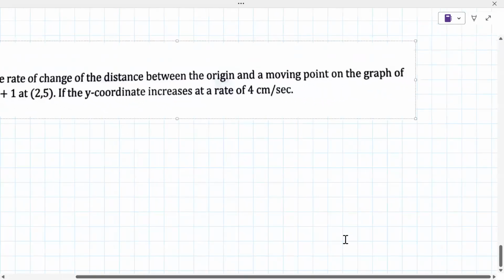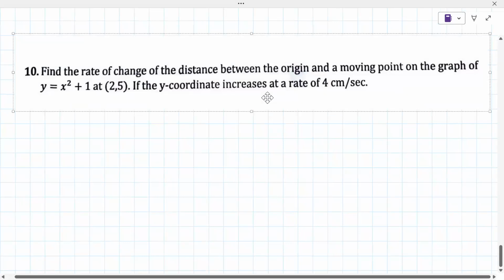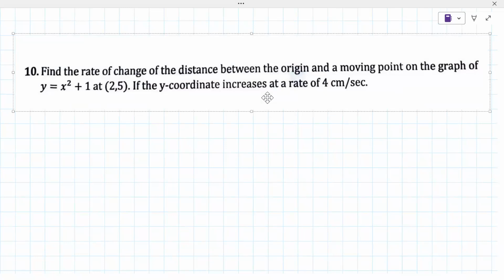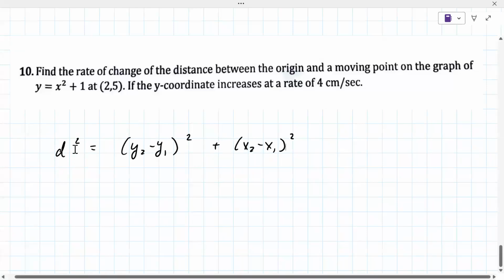Find the rate of change of the distance between the origin and a moving point on the graph of y equals x squared plus 1, at (2, 5), if the y-coordinate increases at a rate of 4 centimeters per second. Okay, so you have to know the distance formula, which is y2 minus y1 squared plus x2 minus x1 squared. You can do the distance squared. You don't have to use the square root. Sometimes that saves you some time here.